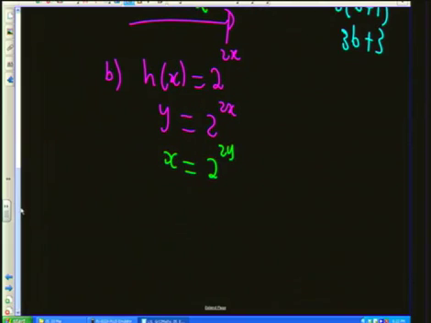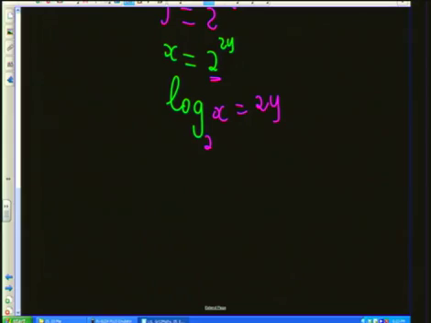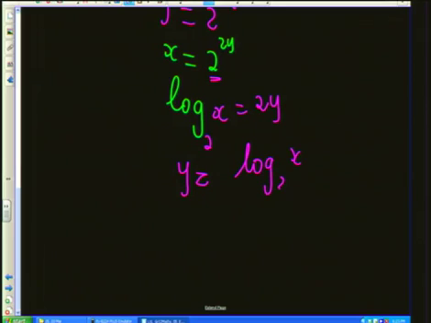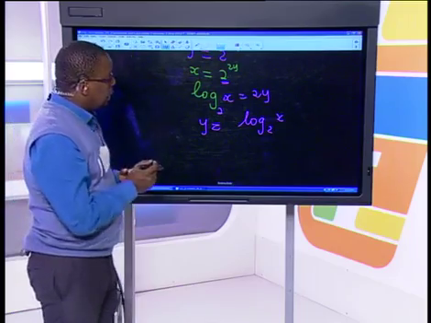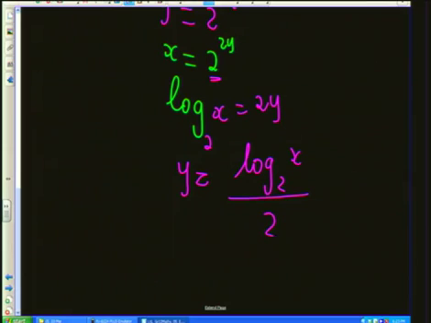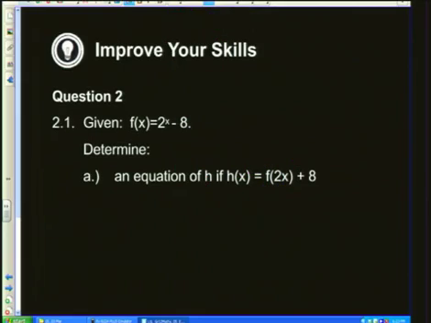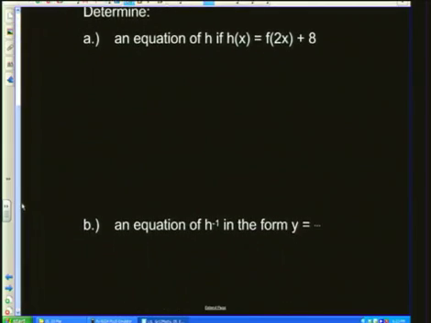Now I want to make y the subject of the formula. So you've got your log, the base stays as 2, then you've got your x equals 2y. Now, because the question says make y the subject of the formula, you get your y is log x base 2. To get rid of that 2, it's multiplying, so you've got your 2y. So the undo of multiplication is division, so I'm going to divide by 2 throughout. So this is your inverse of h. Okay, that's what we just did.